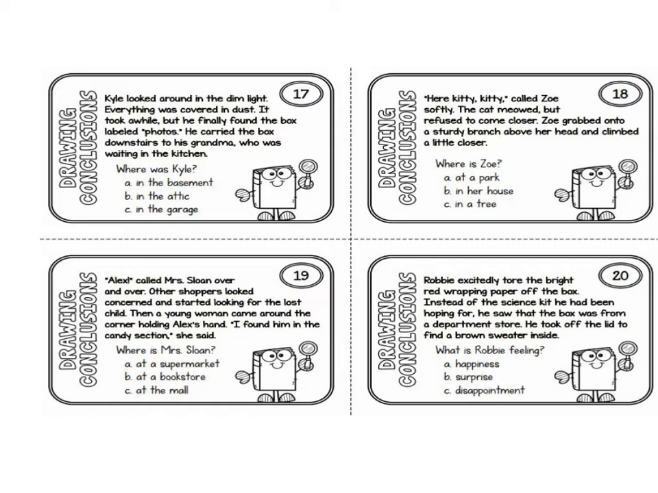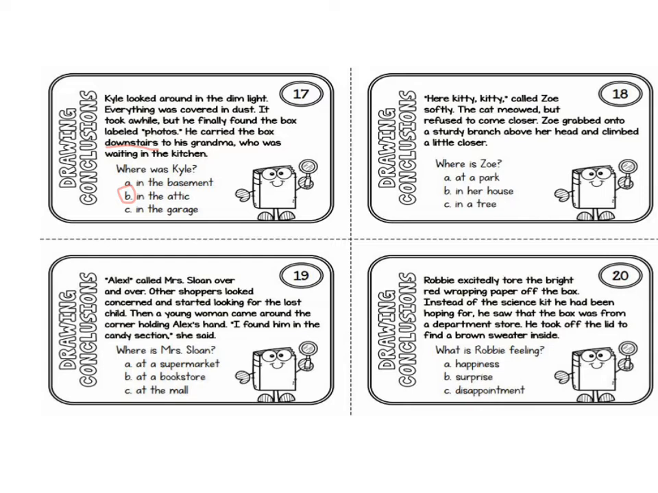Where is Kyle? Now, it doesn't specifically tell us where Kyle is, but it does give us some clues. It says that he carried the box downstairs to his grandma, who was in the kitchen. Those things make me know that he wasn't in the basement, and if she was sitting in the kitchen, he wasn't in the garage, so he must have been in the attic.